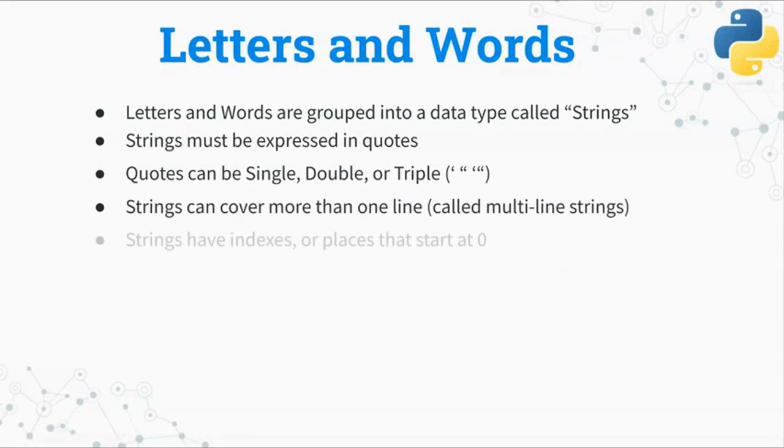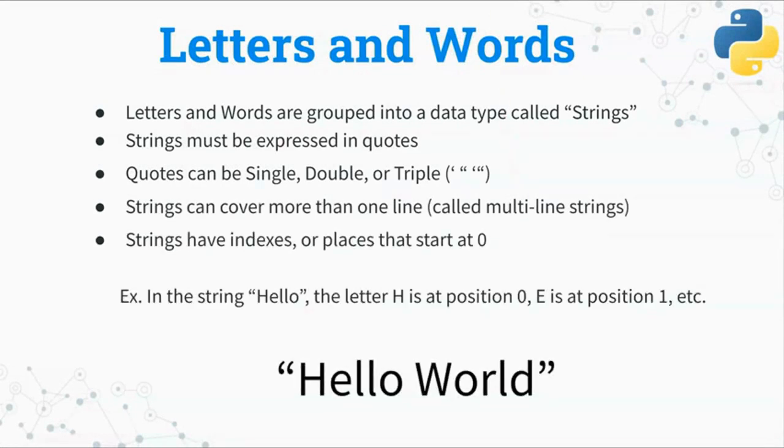Letters and words, I think, are pretty easy to understand overall. All they are is like in daily life how we use words to write things. For example, hello is a word here, and it's called a string in Python. Strings are always represented in quotes. Here you can see there are quotes beside hello world. If you ever want to write a string in Python, you have to use these quotes.